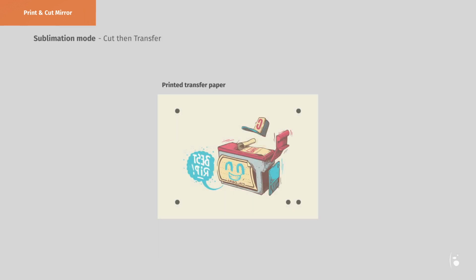This next method is made for production workflow that requires the transfer paper to be cut before the transfer process, meaning that the design is mirrored before the transfer paper printing, unlike the cut marks. The cut instruction is also flipped to achieve the expected result.